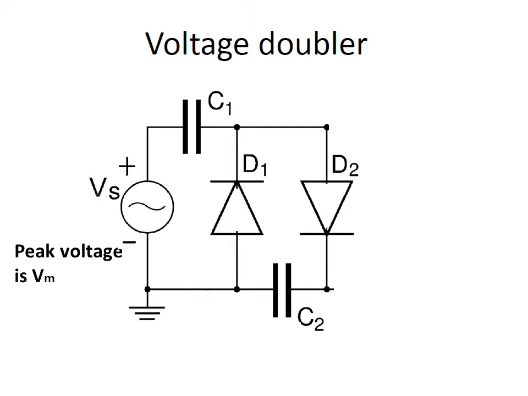Here we will see the construction and working of a voltage doubler. This is the voltage doubler circuit in which we are using two capacitors and two diodes. The source is represented as Vs, which is an AC, whose peak value is Vm. During the positive half cycle, the top part of the source is considered to be of positive polarity, whereas the bottom part is negative polarity.